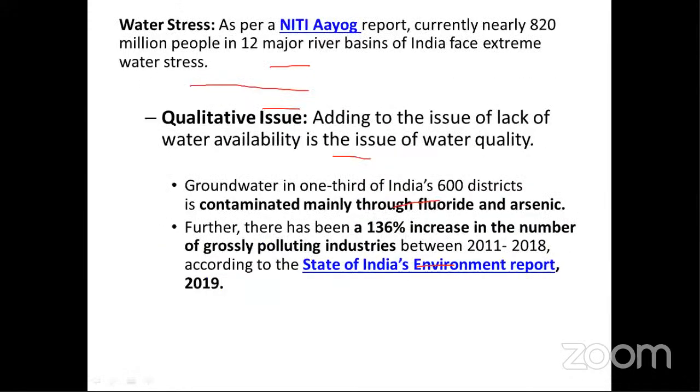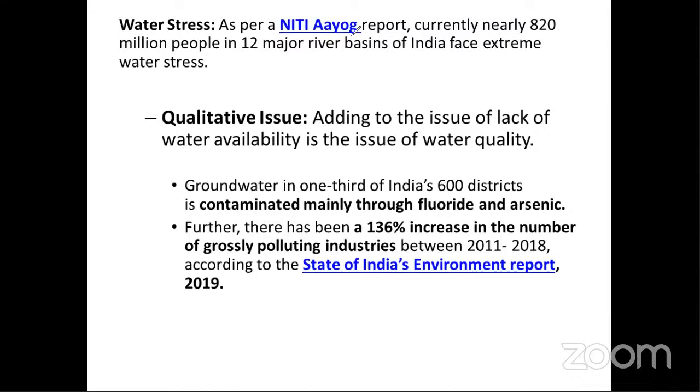Now, water stress. As per the Niti Aayog report, currently 820 million people in 12 major river basins of India face extreme water stress in our country. Now, what is the qualitative issue? Adding to the issue of lack of water availability is the issue of water quality. The main problem is water quality. Clear water is not available in sufficient amount to each and every person.